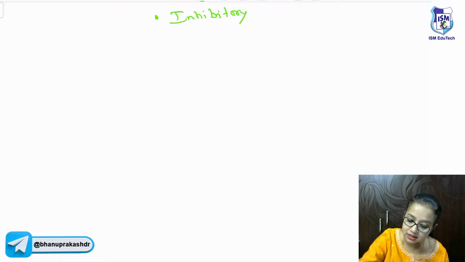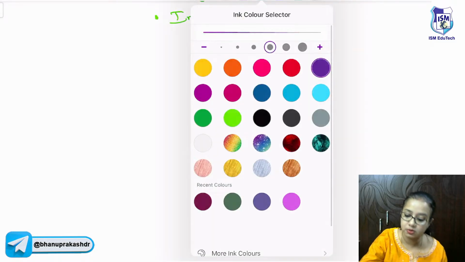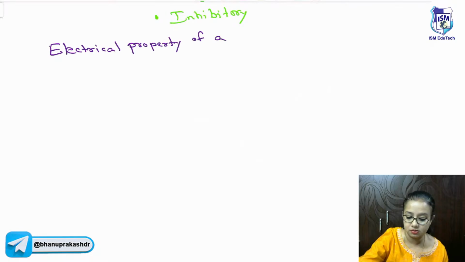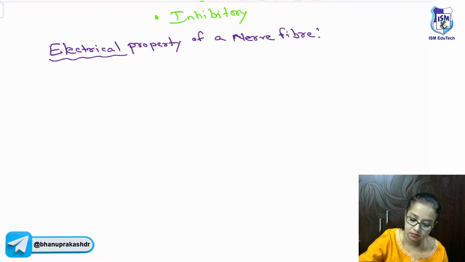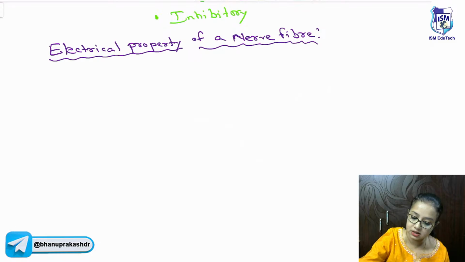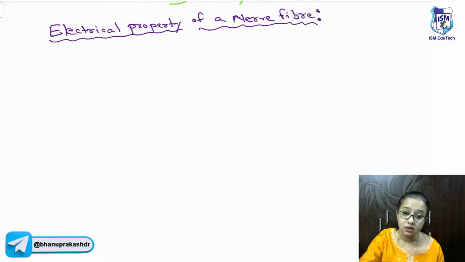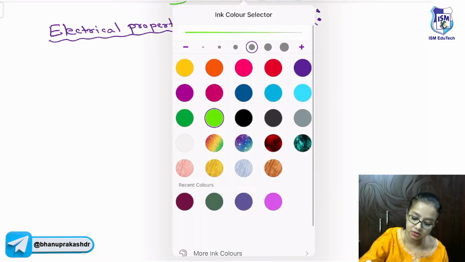Now, understanding certain electrical properties of the nerve fiber. What is the electrical property of a nerve fiber? To understand the electrical property, we have to start with the concept of resting membrane potential.